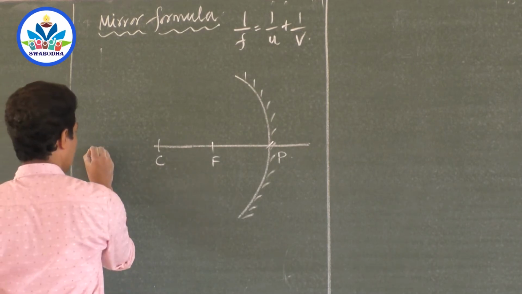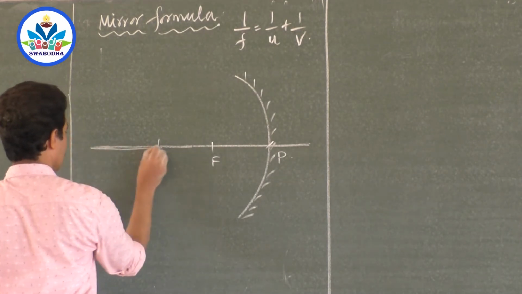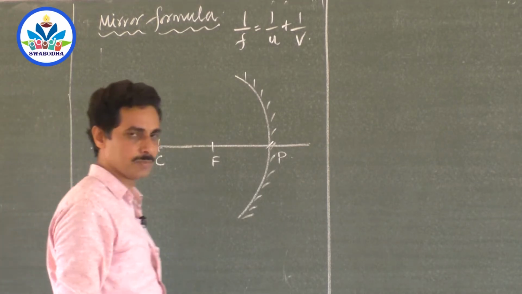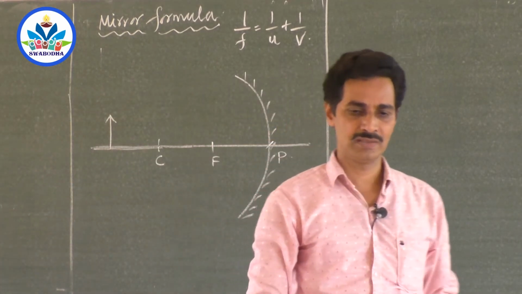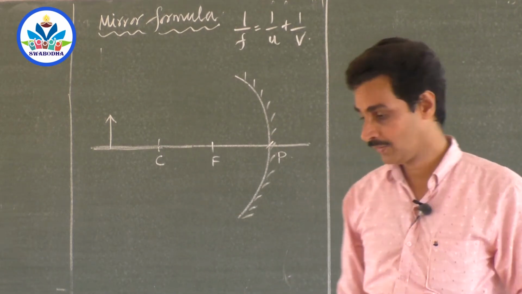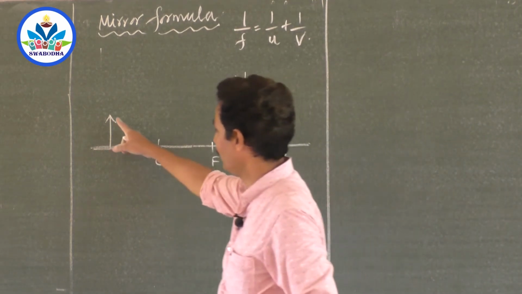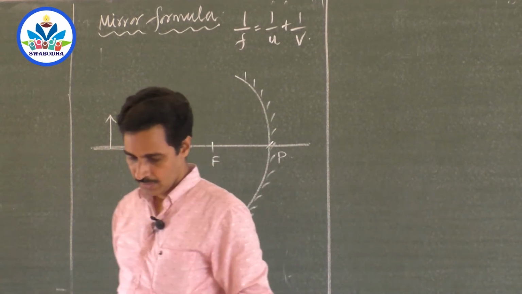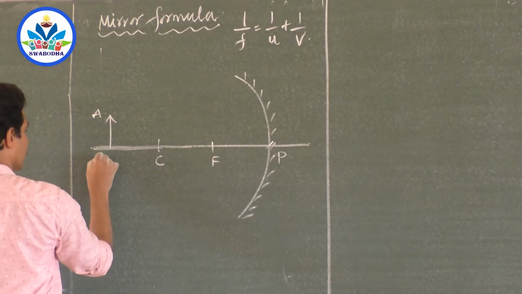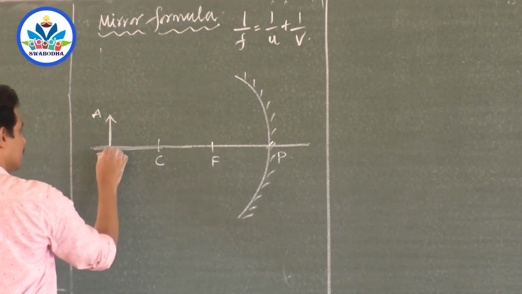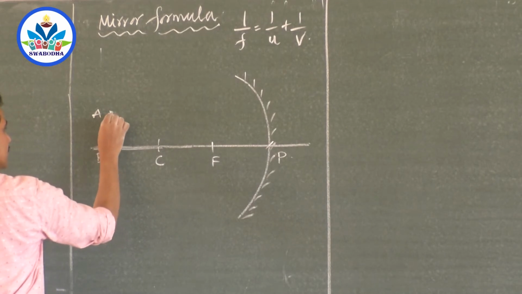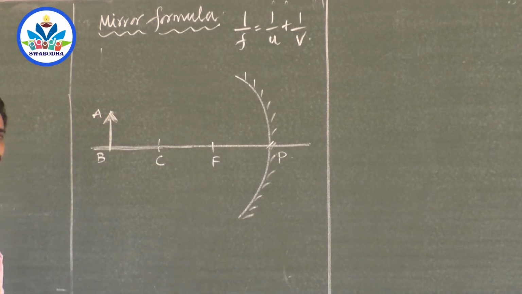Okay, now take an object here, like a candle flame. In order to see whether the image is erect or inverted, I give an arrow to the top. I will call it a flame. This is the flame part, this is the candle part. So this is an object. I will name it AB. AB is an object kept at a certain distance u, and all the distances can be marked. Later on we will mark it.